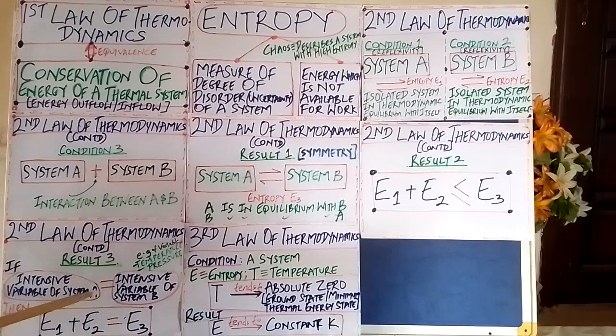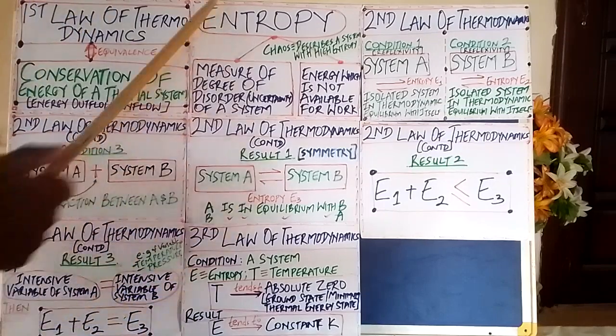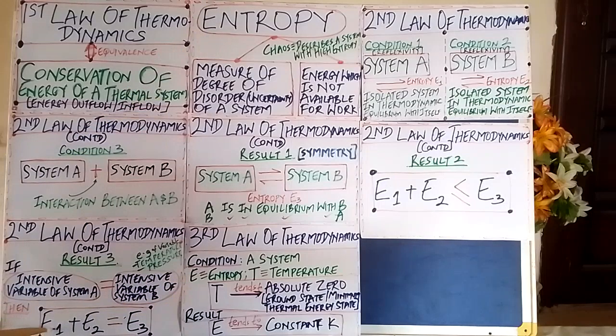It now says that if all the intensive variables of system A, and by an intensive variable, you can talk about like your temperature, like your pressure, all the variables that have effect on system A, are the same as the intensive variables of system B, then that can give us an assurance that the entropy E1 of system A plus the entropy of system B must be exactly equal to the entropy of the combined system A and B.